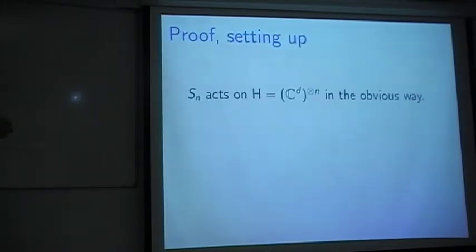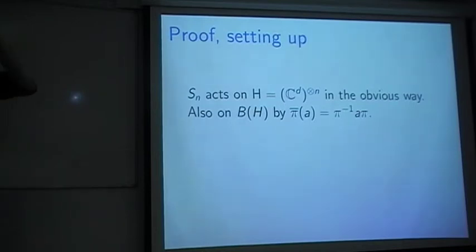So, let me sketch the proof. First, the setup. This is the Hilbert space for n ordered qubits. And the permutation group of n elements acts on it in a natural way by permuting the tensor factors. So this is on the Hilbert space, and then I can also give an action on the algebra of bounded operators on it, by this formula. First apply the permutation, then the operator, and then the other way around.